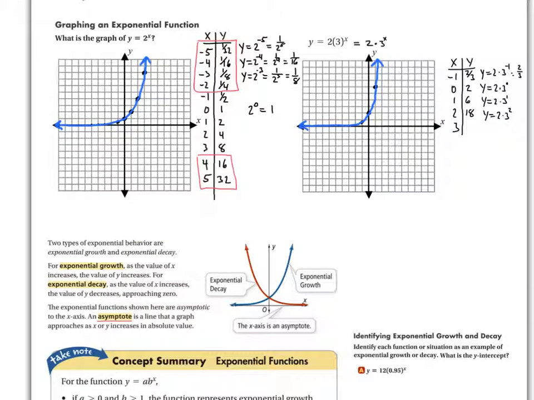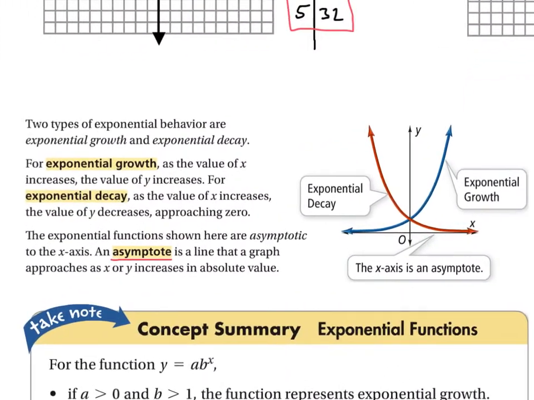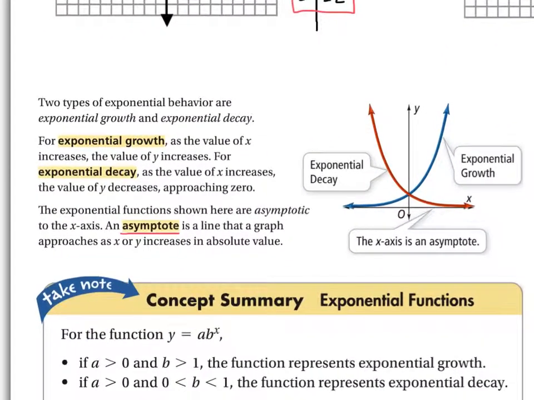So these two graphs are examples of what's called exponential growth. Meaning, as x gets bigger, as x moves in the positive direction, our y values get real large, real fast. The y values are growing. Okay? That's exponential growth. There's also exponential decay.